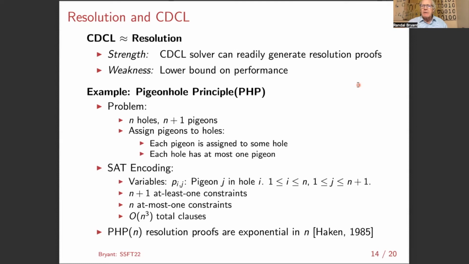It was well believed, and was rigorously proven back in 1985, that any resolution proof for the pigeonhole principle will be exponential in n. And that tells us that any proof that's generated using CDCL will also be of exponential size, and that's not good. Not that we particularly care about this problem, but it shows that there are problems that we can easily, from a high level, say are clearly not satisfiable, but if we have to prove it using this particular proof framework, it's going to be very tedious and slow.